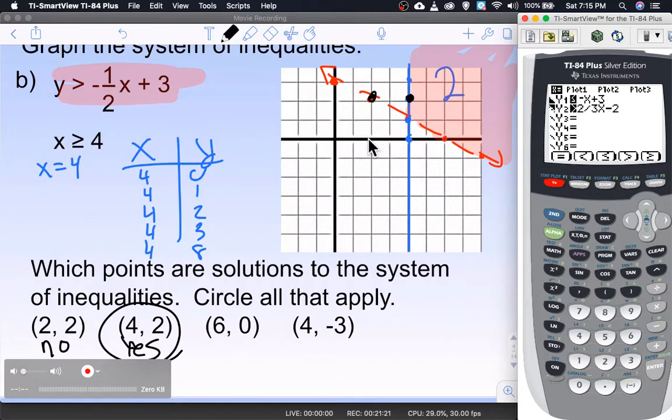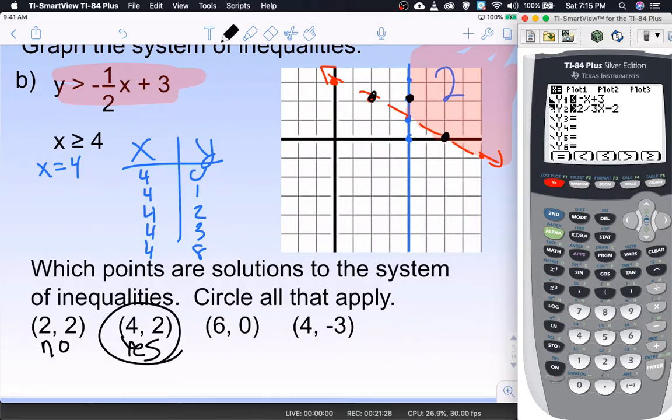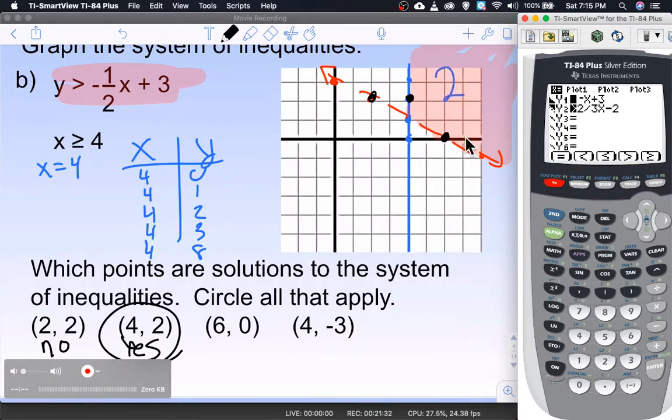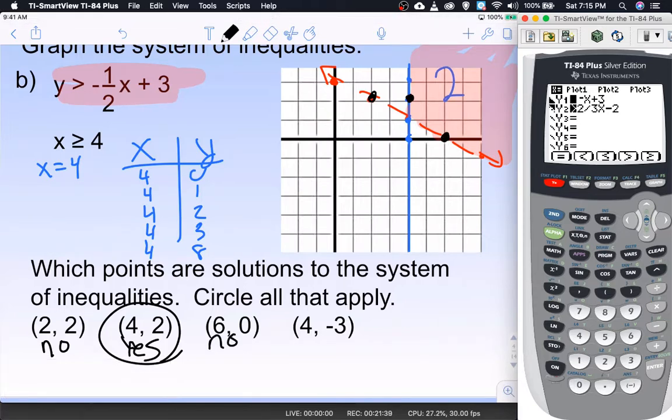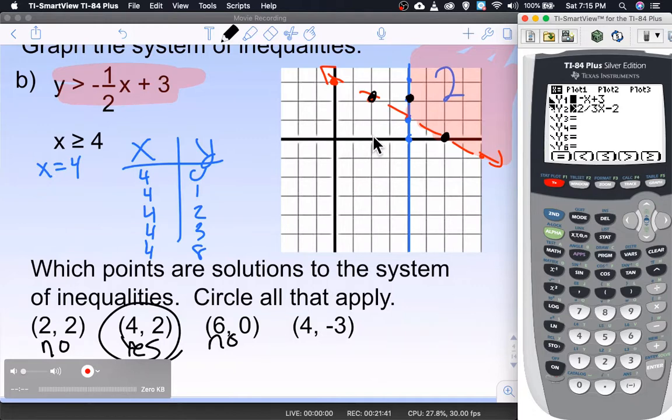(6, 0): 1, 2, 3, 4, 5, 6 is this point right here. Is that a solution? No, because it's in the shaded region, but it's on the dotted line. Points on a dotted line are not solutions. And lastly, (1, 2, 3, 4), (1, 2, 3) is down here. No, that's not even close to the shaded region. It is not a solution.